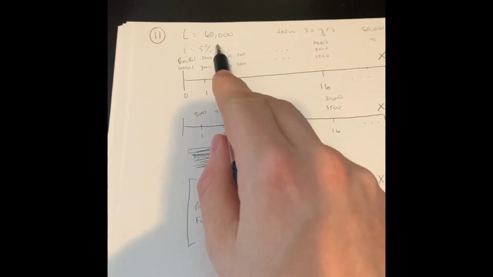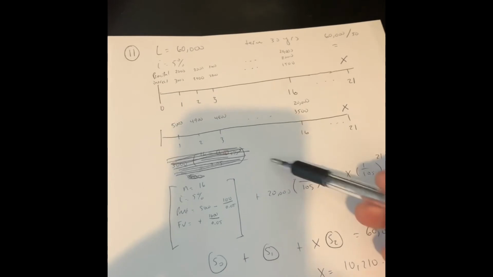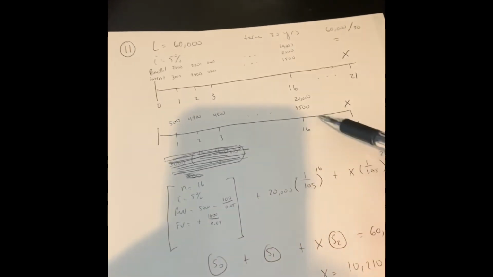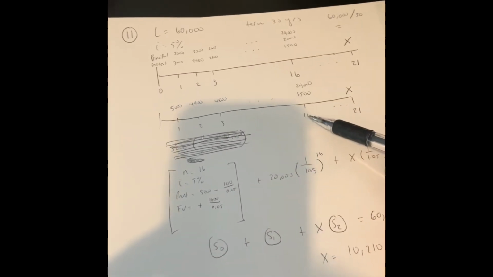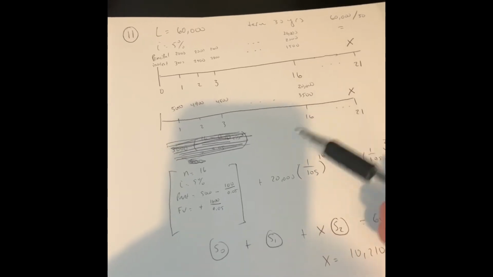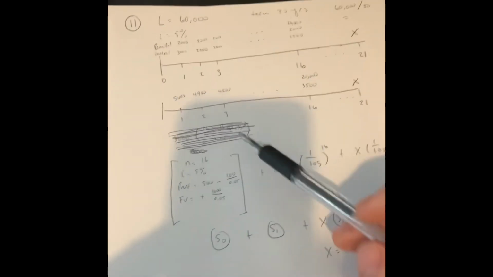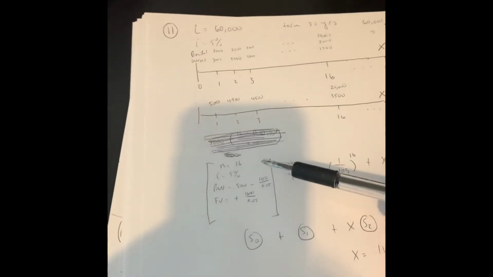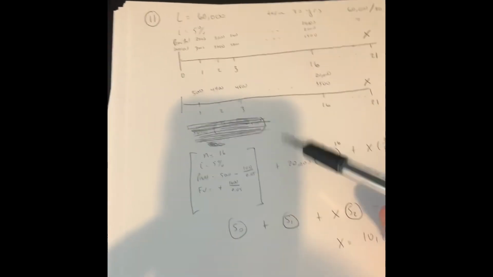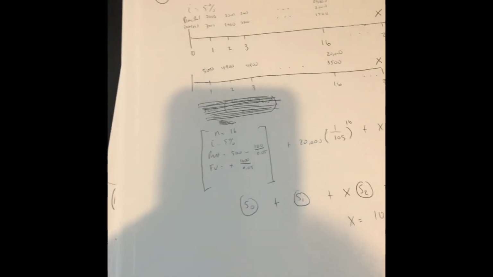Now we bring this all to time 0 because we know that at time 0, this must all be equal to $60,000. Right from year 0 to 16, we have a decreasing annuity. It starts out at $5,000 and decreases $100 every year. This is my short notation for how I input this into my calculator because it's much quicker than doing it by hand.